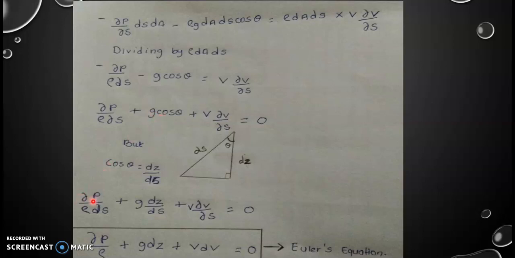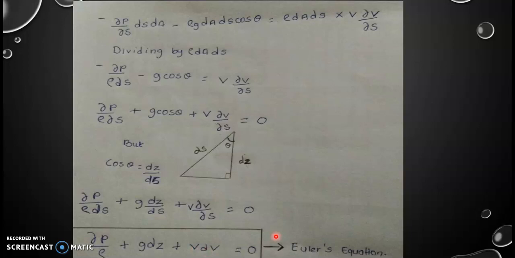Now if we substitute the value of cos theta in the above equation, what do we get? We get delta p by rho ds plus g, and in place of cos theta, dz by ds, plus velocity times delta v by delta s, which is equal to 0. Now if you look carefully, they all have a common factor, that is del s. So simplifying it, we'll get delta p by rho plus g dz plus v dv is equal to 0. So finally we get Euler's equation of motion, which states the relationship between density, pressure and velocity of the fluid.